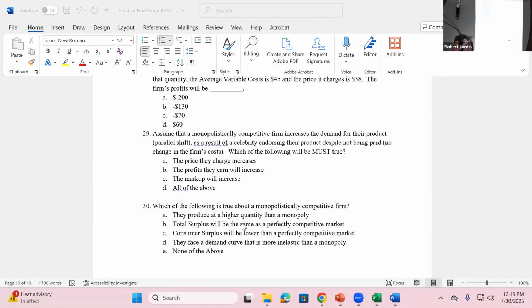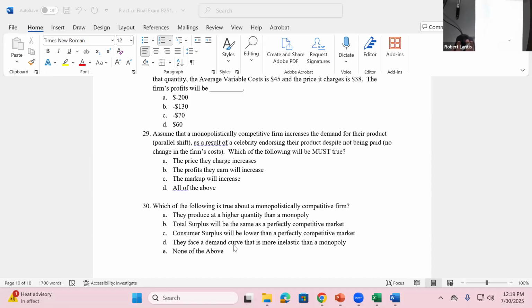Okay. Total surplus would be the same. Well, no, we said we know there's going to be some deadweight loss. That one doesn't make any sense. Consumer surplus will be lower than a perfectly competitive market, right? So that one we definitely know is going to be true, right? So I'll come back to that one.